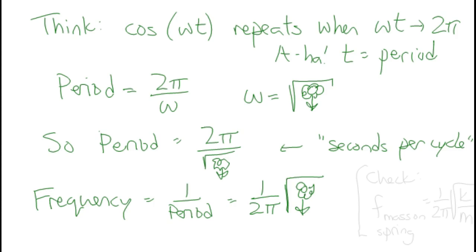So you should check from what we did last time that we showed that the frequency of a mass on a spring was, let's see, 1 over 2 pi square root of k over m. And in fact, that is what we got. Okay, good.